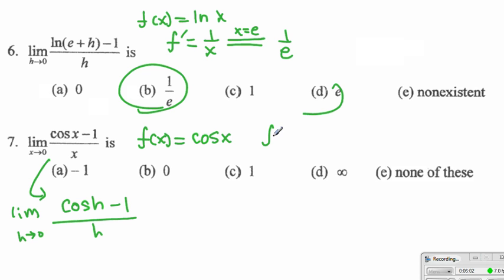So therefore, what is f prime? Then the derivative of cosine becomes negative sine of x. And once you plug in 0 in place of x, we'll end up getting 0 over here. Another way for us to approach this one would have been multiplying top and bottom by cosine plus 1. Then you will also get the same value.